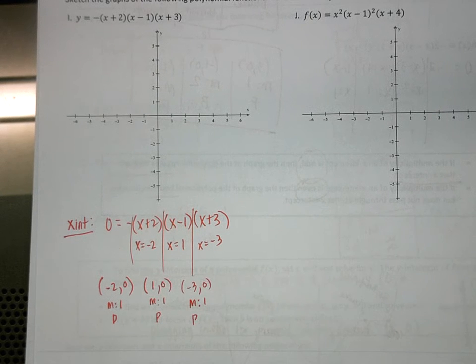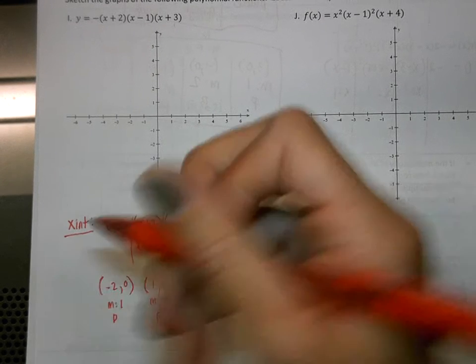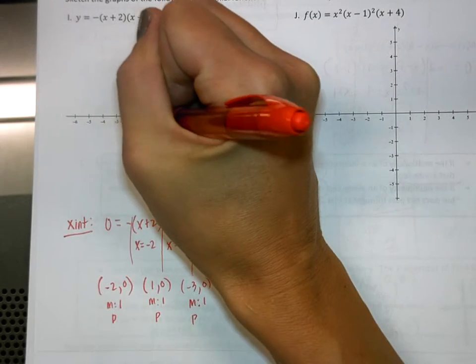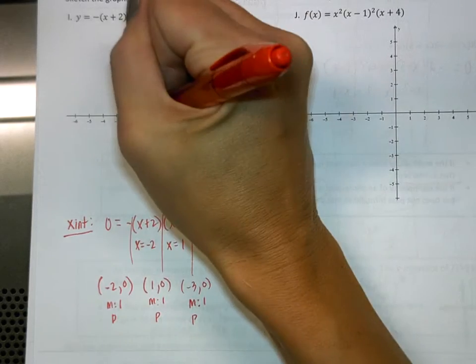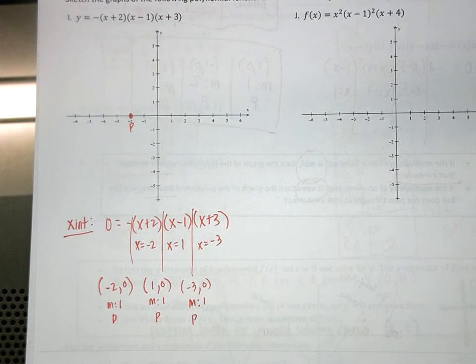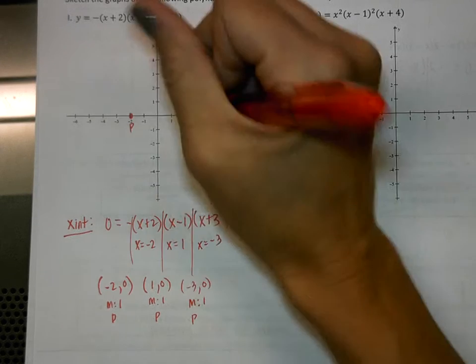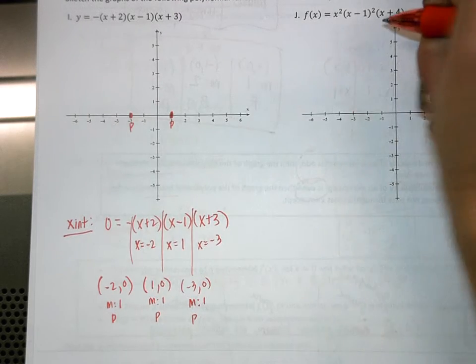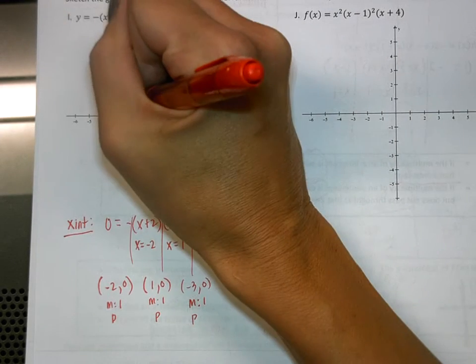If this is me, I think it's easiest, I go and plot all these points right now. So I go -2, 0, and I put a P here, so I don't have to be looking back and forth. I know it's going to pass through. Okay? I go to 1, 0. I'm also going to put a P here to remind myself it passes through. And then we have -3, 0, and another P for passing through.